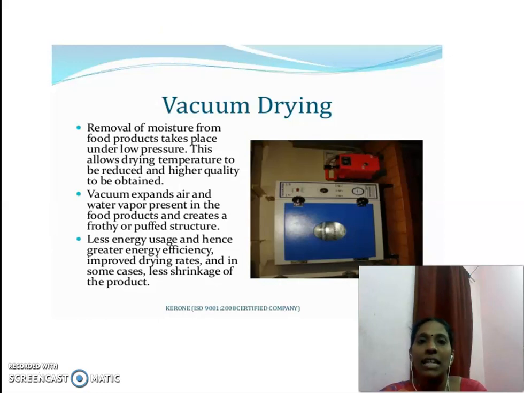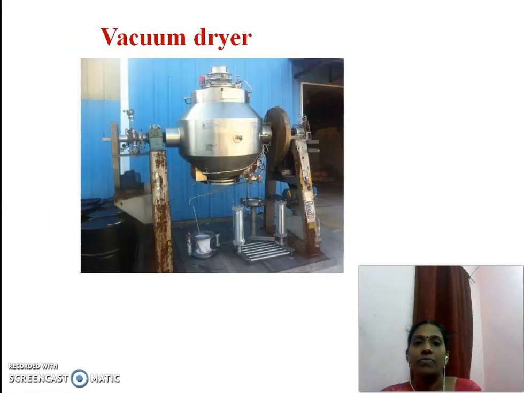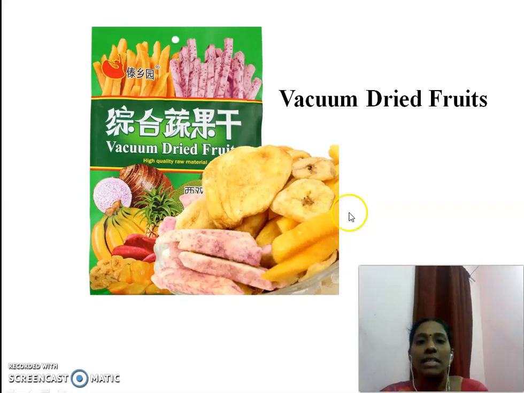It improves the drying rates and in some cases less shrinkage of the product takes place. So vacuum drying is one of the best methods for drying fruits and vegetables. It will retain the color and the texture of the products. See, this is the vacuum dryer available in industries. And these are all the products available in the market.